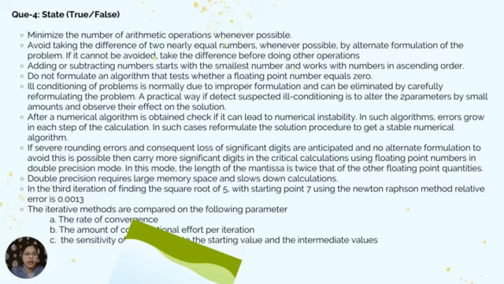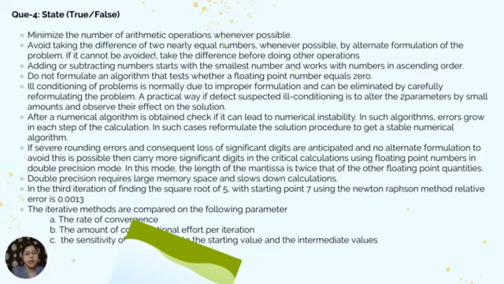A practical way, if ill conditioning is suspected, is to alter the parameters by a small amount and observe their effect on the solution. Sixth, after a numerical algorithm is obtained, check if it can lead to numerical instability. In such algorithms, errors grow in each step of the calculation. In such cases, reformulate the solution procedure to get a stable numerical algorithm.